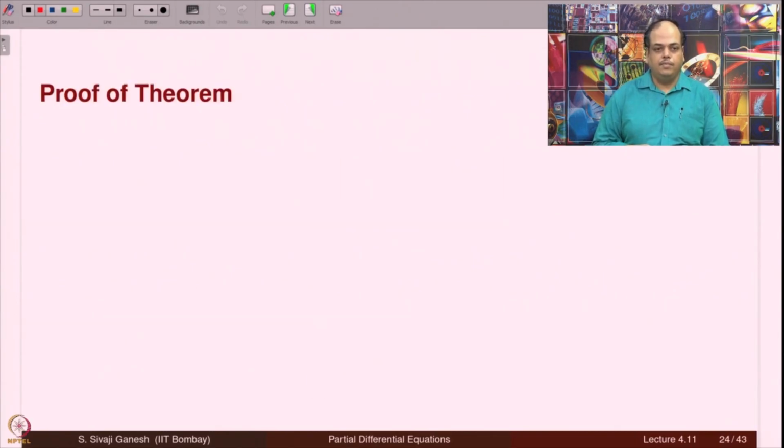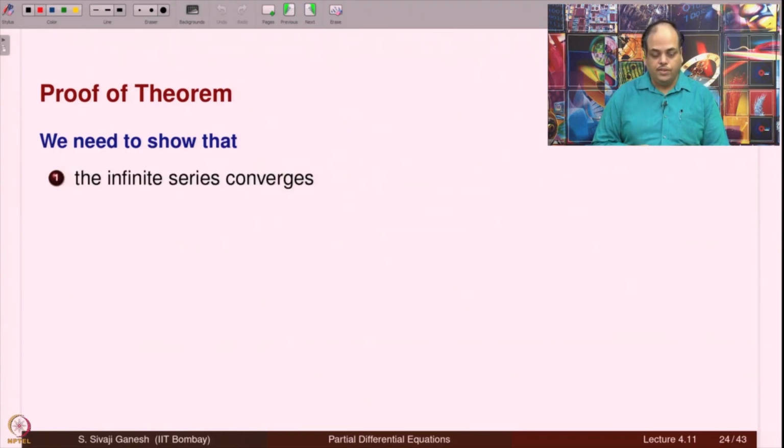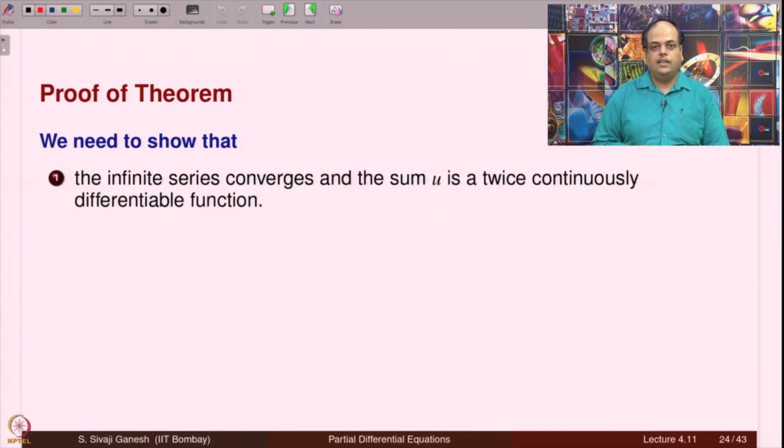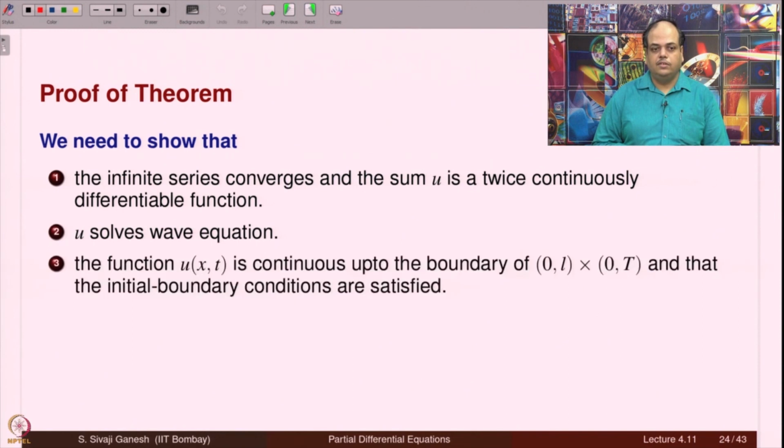Let us prove this theorem. We need to show that the infinite series converges and the resultant function that we get is a twice continuously differentiable function, let us call it u itself. So, the infinite series converges, defines a function u of x t, and that function is a C2 function, and then it solves the wave equation and it is continuous up to the boundary of 0 L cross 0 t.